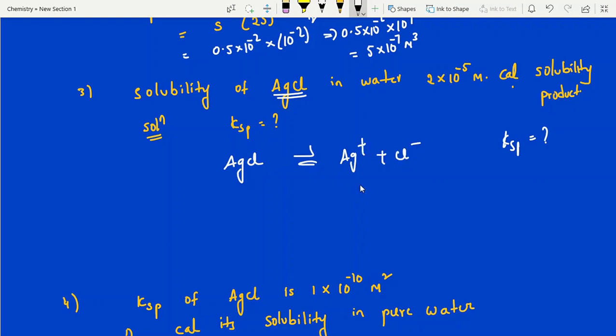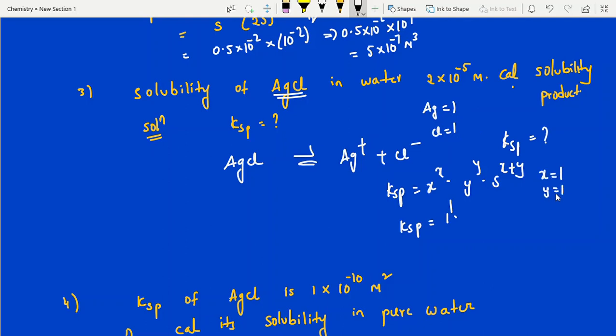So I gave one more shortcut. KSP equals x to the power x, y to the power y, s to the power x plus y. This is actually AB type. If you remember that, you can write it. Ag is 1 and chloride ion is also 1, so x equals 1, y equals 1. You can substitute 1 to the power 1, 1 plus 1, s square. So KSP equals s square.